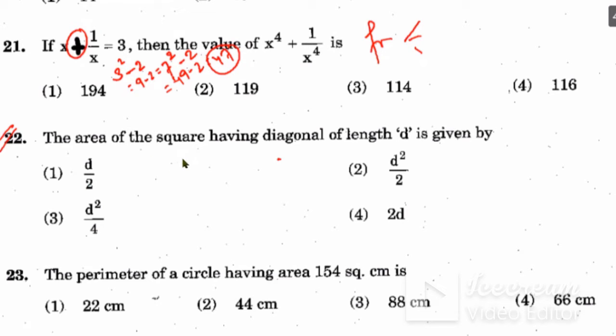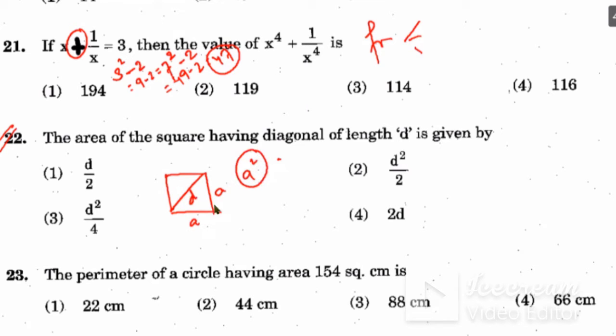The area of a square having diagonal of length d is given by. Okay, the area of a square. So let us draw a square. This square having diagonal d. Diagonal is d. So what will be the area? If the side is A, and this is D, the area is A square.